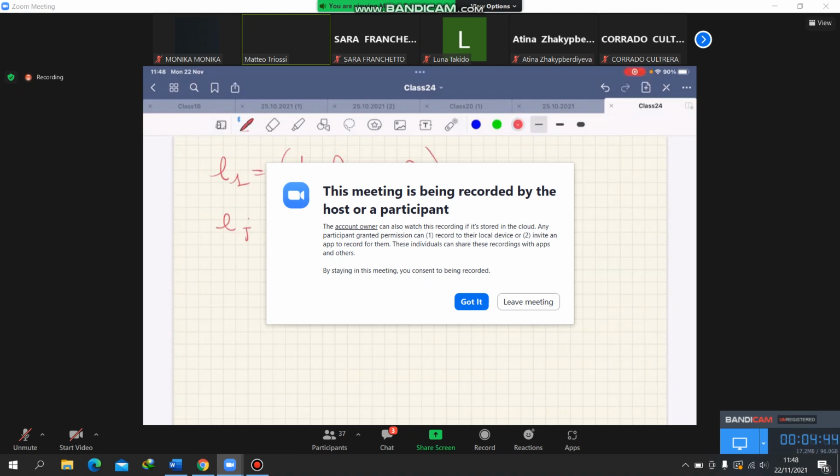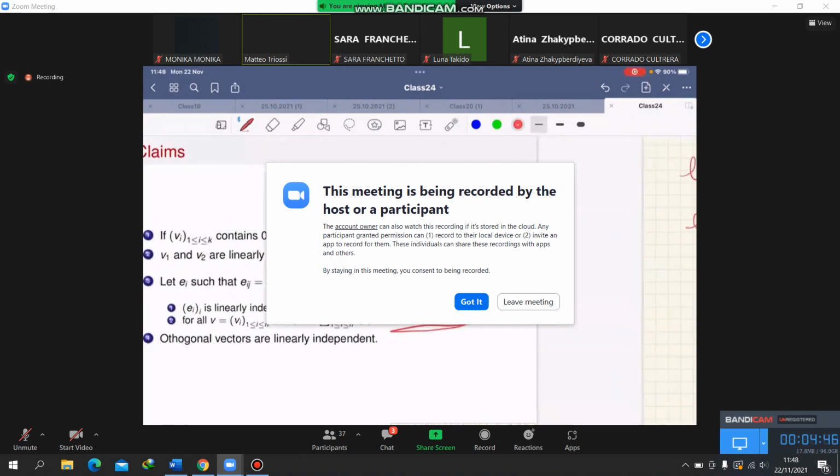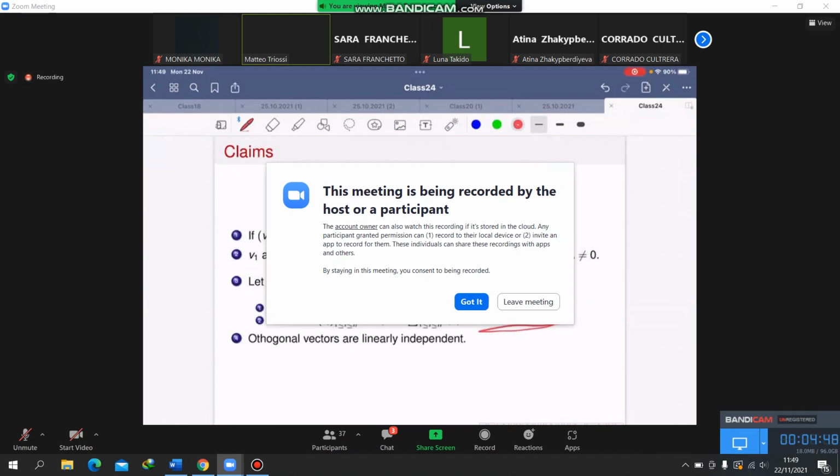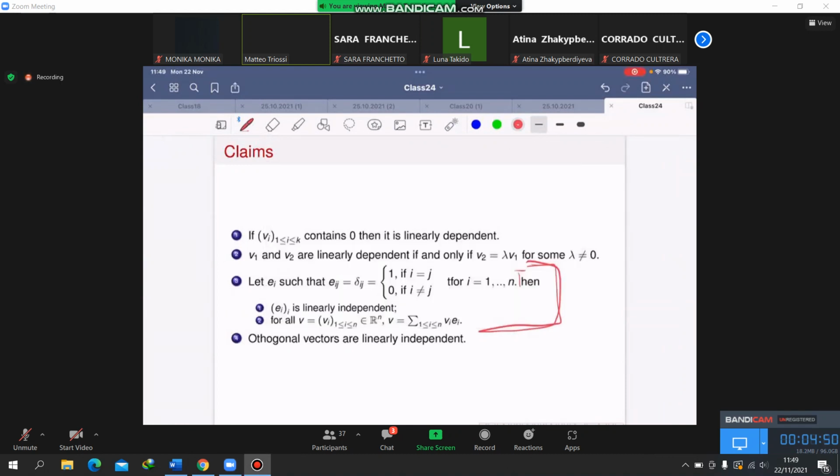The formal notation is this: the coordinate j of vector Ei is 1 when i is equal to j and 0 otherwise.